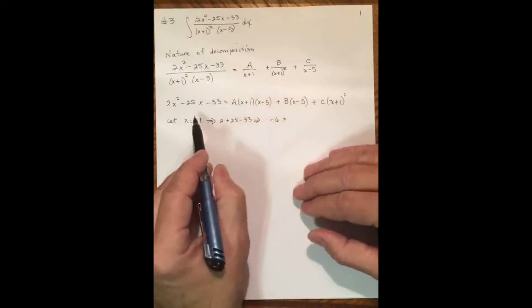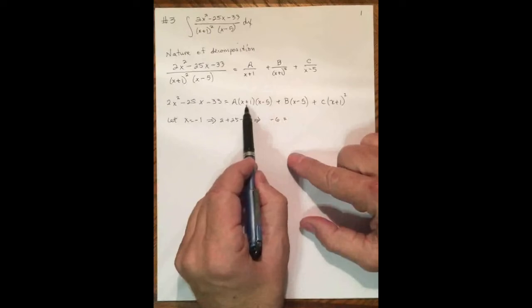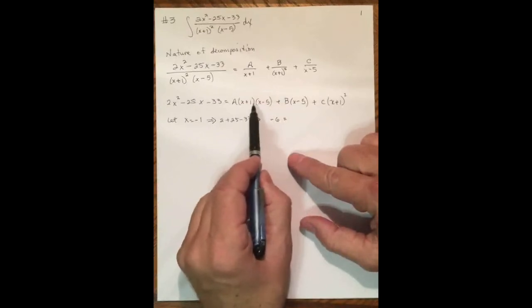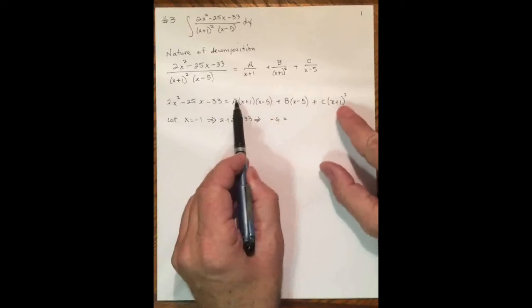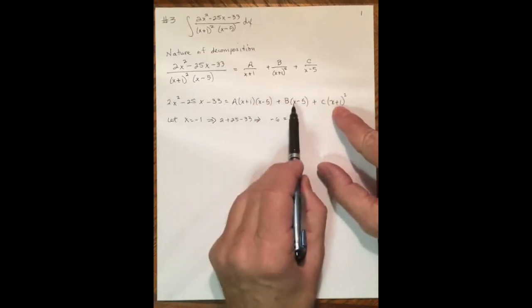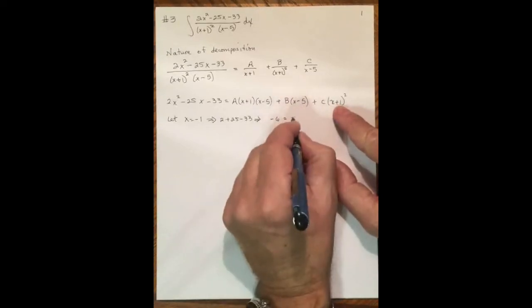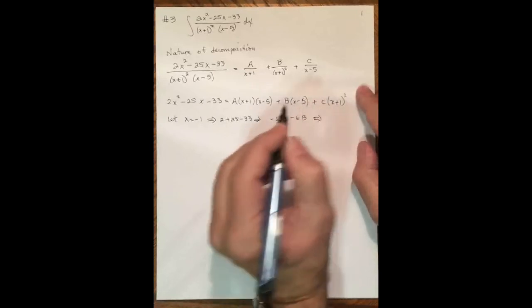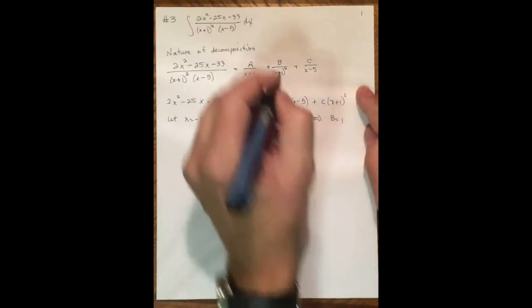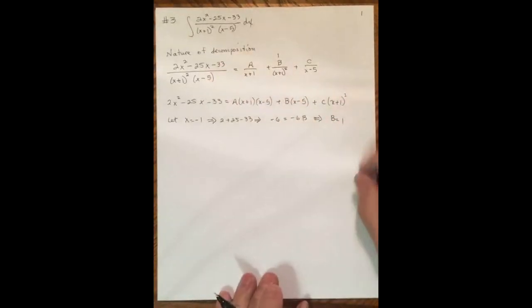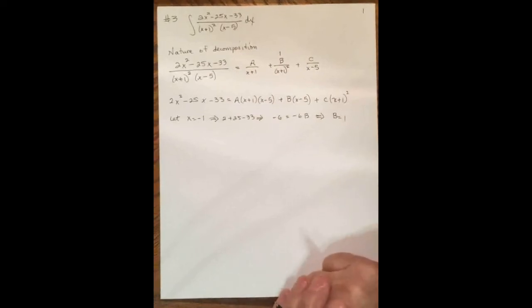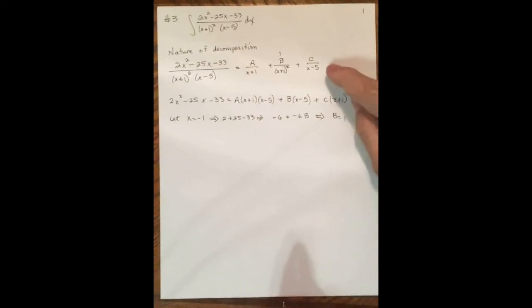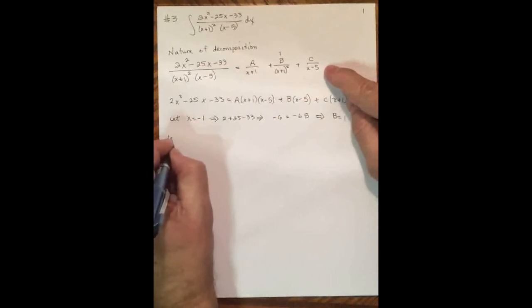Now what happens on the right when x is negative 1? Well, this term is 0, isn't it? Because negative 1 plus 1 is 0. That term's gone. This term's gone. The c term is gone. All we're left with is the middle term. Now if x is negative 1, negative 1 minus 5 is minus 6. And guess what? b is equal to 1. As easy as that. Now, let's let x equal 5.